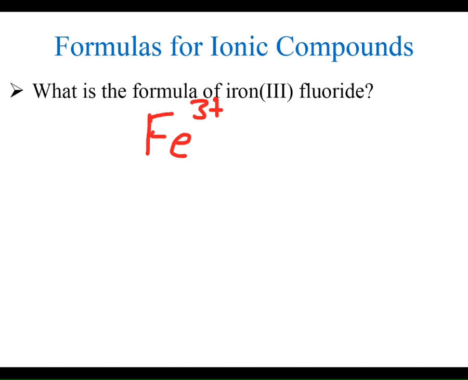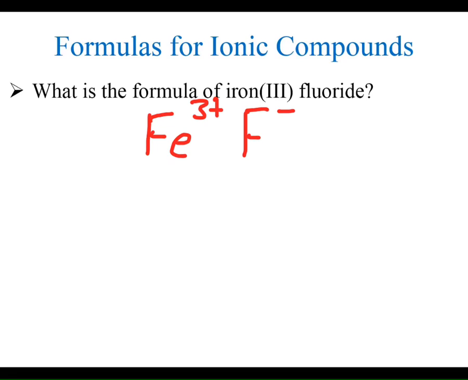Well, fluoride came from what element? Fluorine. So find fluorine. Where's fluorine at? Which number is fluorine? Group 17. Fluorine's number 9. So how far away is it from the noble gases? Just 1 away, so it must have a charge of 1 negative.